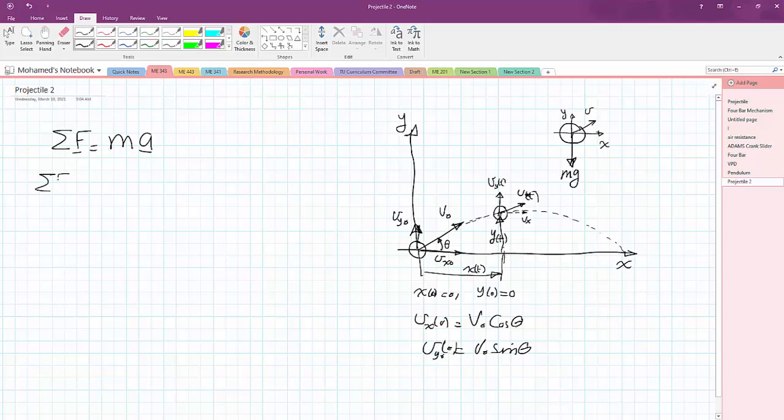So I can split this equation into two scalar equations. Sigma forces in the x direction equal to mass times acceleration in the x direction, and sigma forces in the y direction equal to mass times acceleration in the y direction.